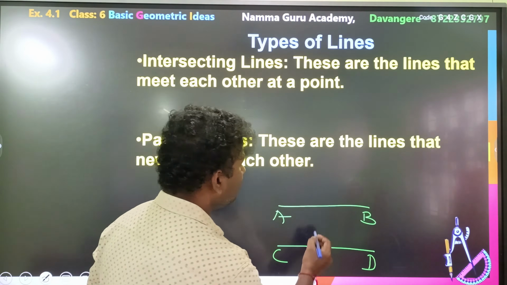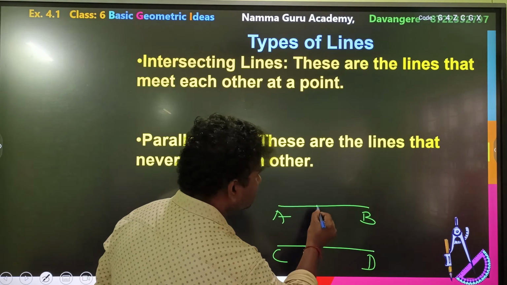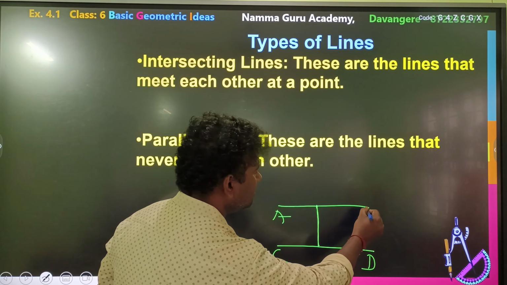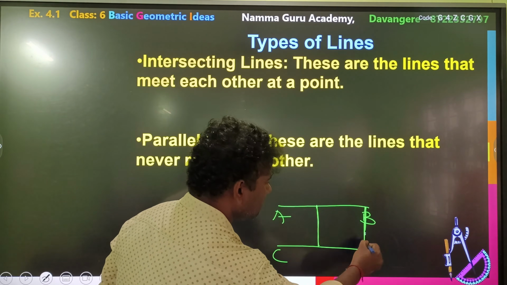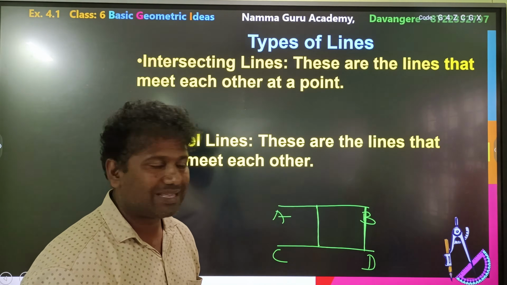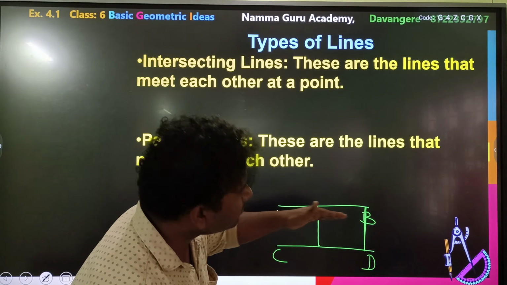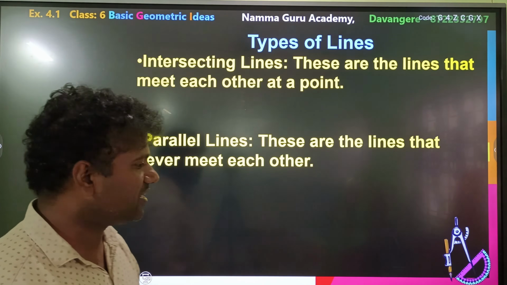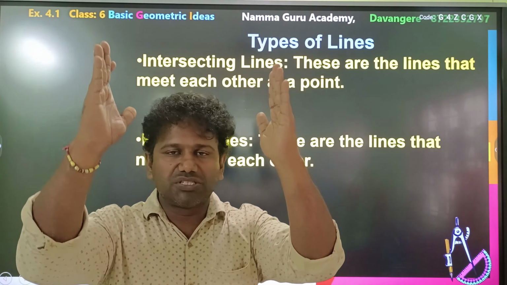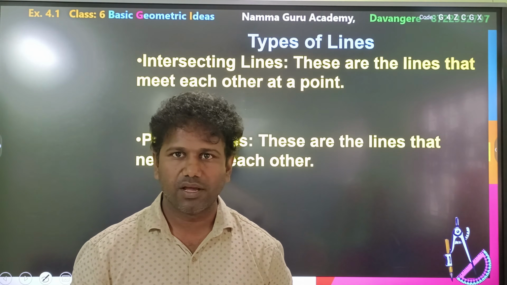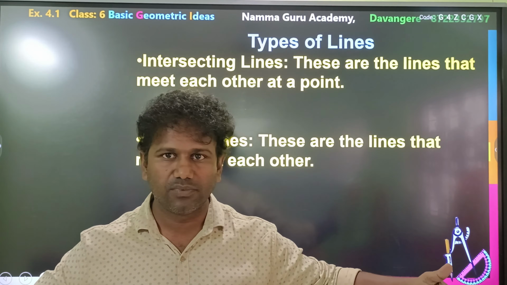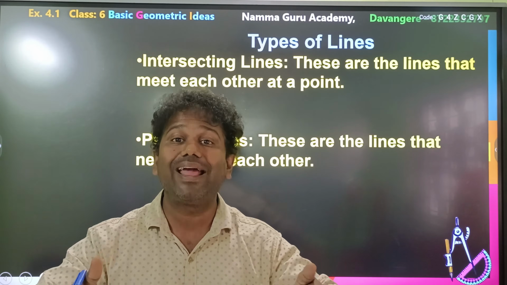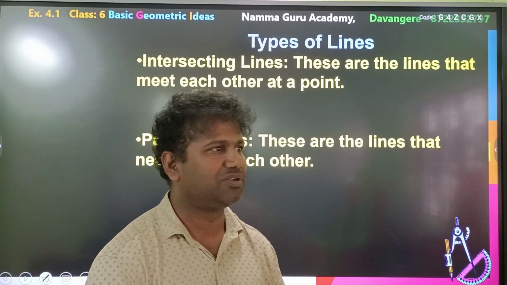Why do they not meet? Because they have equal distance. If you consider these 2 points, same distance. If you consider these 2 points, same distance between the lines. That makes these lines not meet each other. Such lines are called parallel lines. For parallel lines, you can take the example of two edges of your book or two walls or two rails of a railway track. I hope you have understood.